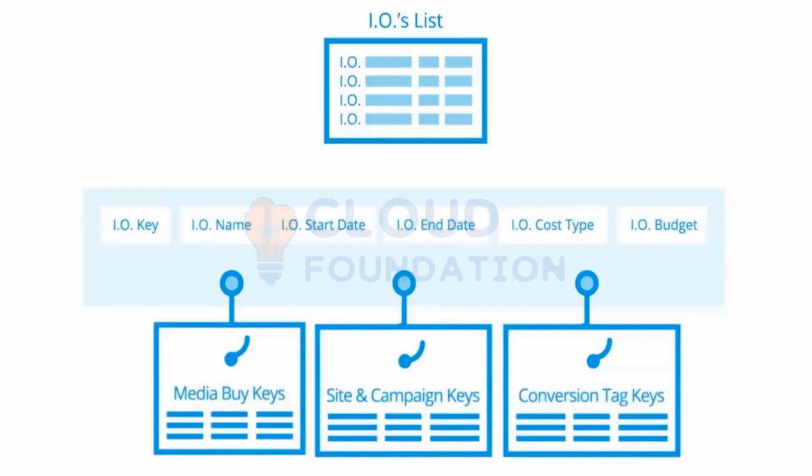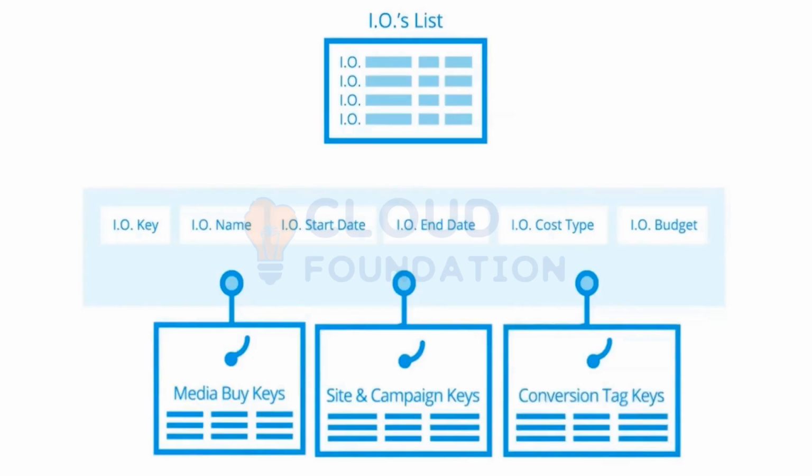Start date and end date can be the site and campaign keys, and your cost type and budget can be settled to the conversion tag keys. Conversion tag keys will let us know what my cost type was at which the conversions happened. Site and campaign keys will let me know the start date and end date at which site and which campaign got the hits.